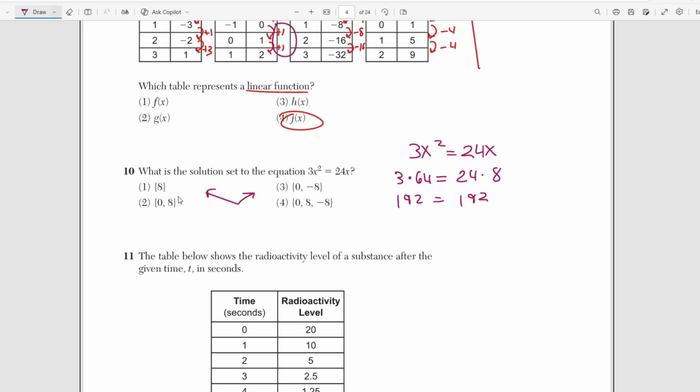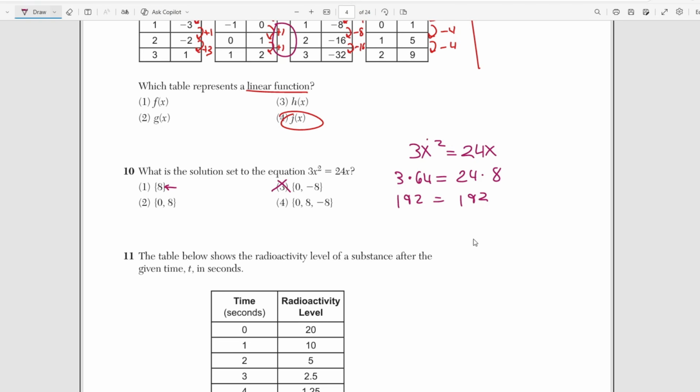Is it the only solution? No. So let's look at these other answer choices, okay? Just looking at this, we can eliminate choice 3 as a correct answer because it doesn't contain 8, which is a solution. And remember, a solution is something that makes both sides equal to each other. Then choice 2 says that 0 is also a solution. So let's look at that.